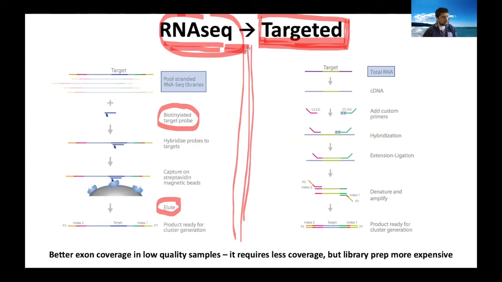The advantage is that you don't need that many reads; you need fewer reads than the ribosomal depletion approach. However, it's more expensive in terms of library preparation, because you have to perform this hybridization, which is usually quite expensive. But I'm telling you, it's worth the money because the data that you get out of it is actually much better, especially when your sample is degraded.